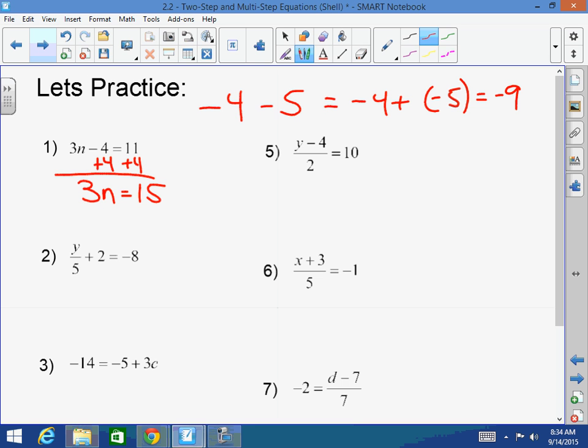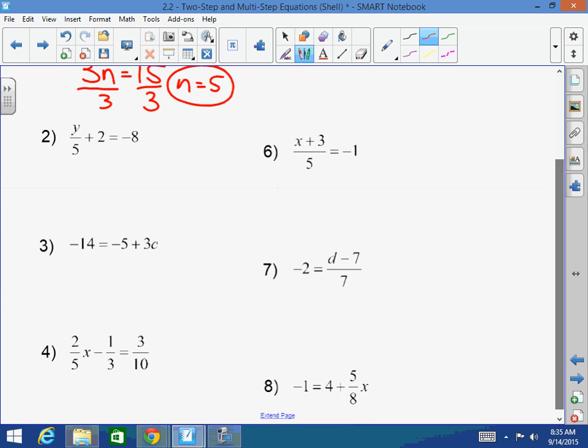Now the next question I ask is, is there anything being multiplied to that n? And yes, the 3. So how do I get rid of a multiplication? You divide by 3 on both sides. Guys, those are the questions you want to ask every single time. Every single time.